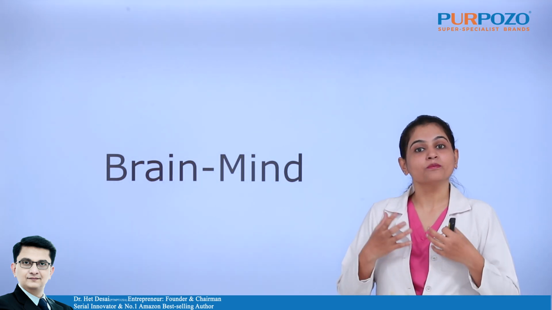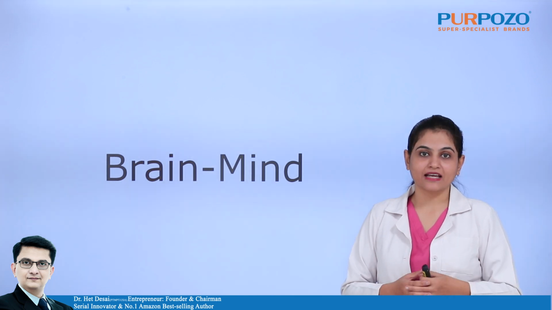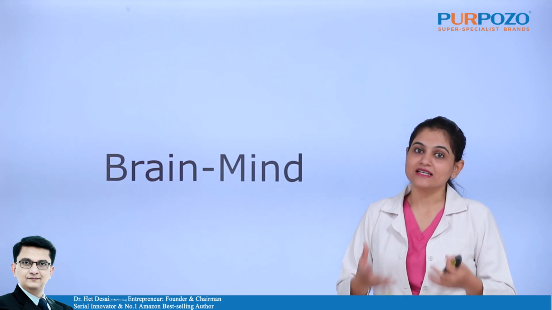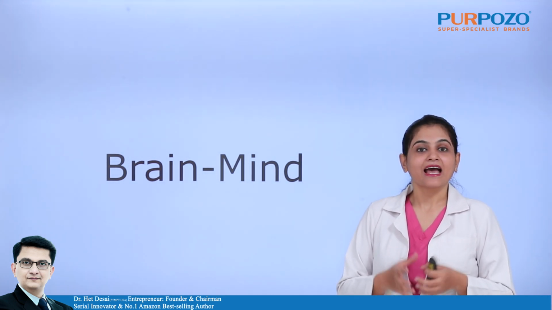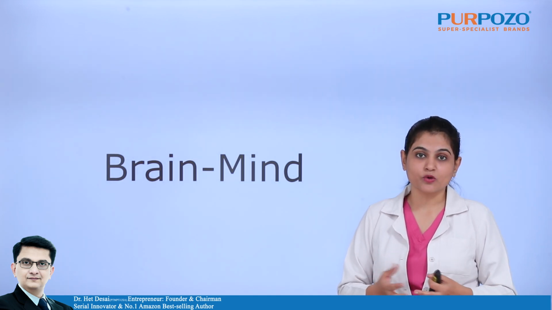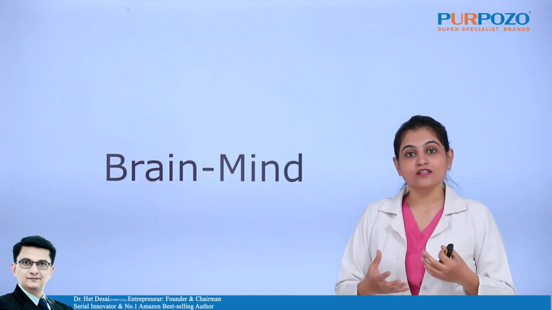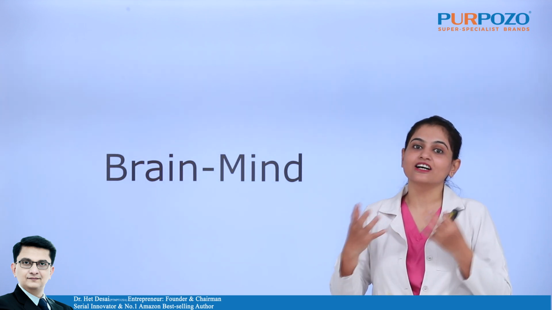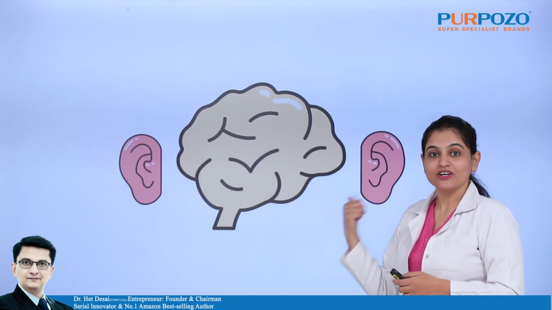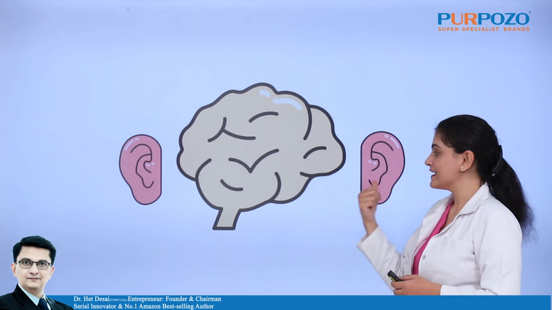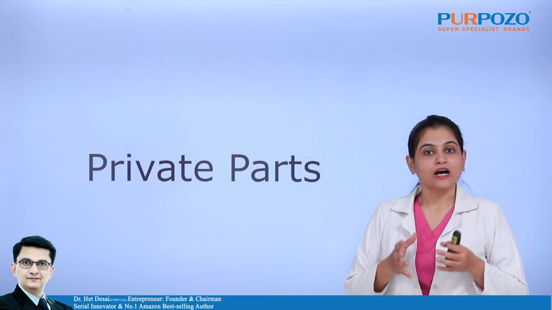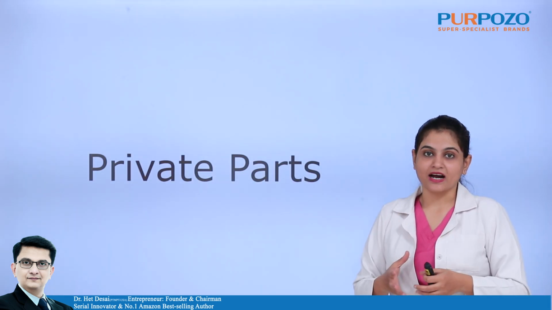So, if your brain is not prepared for the activity, you may still participate, but you might not be able to get the best out of the sexual activity. As we understand, the sexual activity is not just a physiological response, but it is a response of your brain, your mind and the other body parts. So, as we said, the primary sexual organ is located between your ears and not between your legs. Now, let us understand the other private parts.